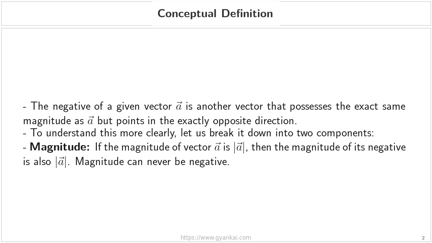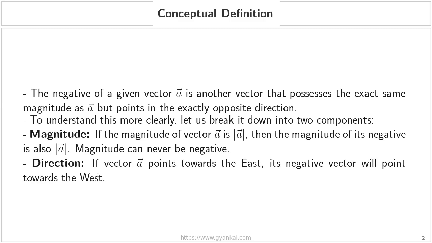First, let's look at the magnitude. If the magnitude of vector A is represented as the magnitude of A, then the magnitude of its negative is also just the magnitude of A. It is very important to remember that magnitude represents a distance or a length, and therefore, magnitude can never be a negative value. Next, let's consider the direction. This is where the negative part actually happens. If we imagine vector A points towards the east, its negative vector will point towards the west. As we move to the next slide, we will see how we can express this relationship using formal mathematical notation.